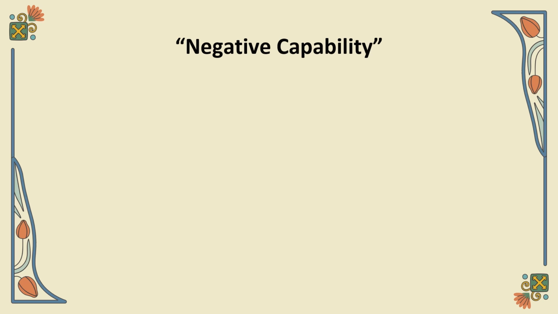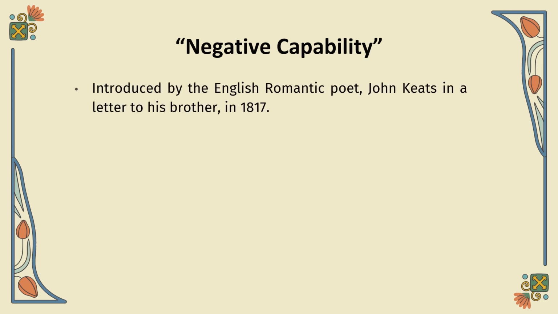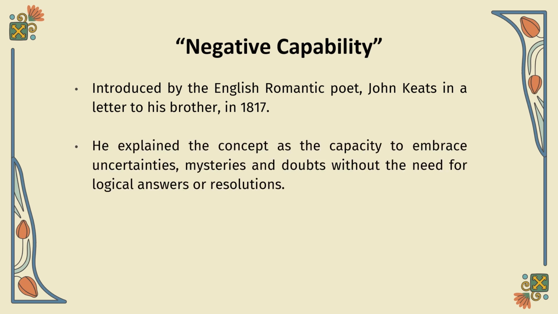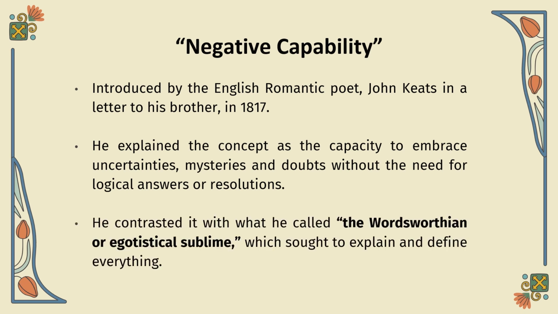Negative capability. This is one of my favorite literary concepts, and it was introduced by the English romantic poet John Keats in his letter to his brother, which he wrote in 1817. And he defines this concept as the capacity to embrace uncertainties, mysteries, and doubts without the need for logical answers or resolutions. And Keats contrasts this concept of negative capability with what he calls the Wordsworthian or egotistical sublime, which, according to Keats, seeks to explain and define everything.